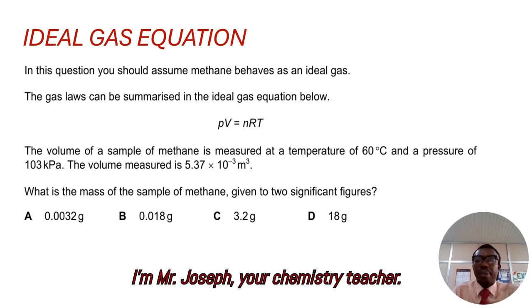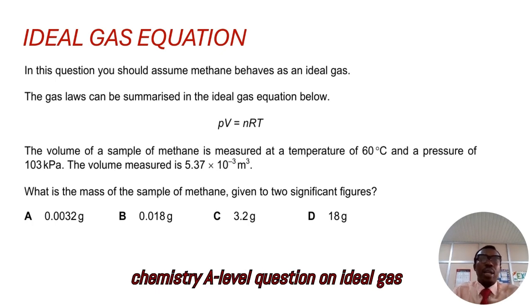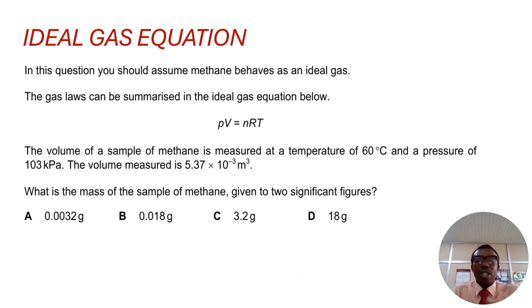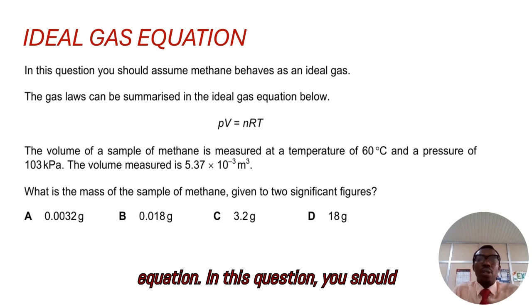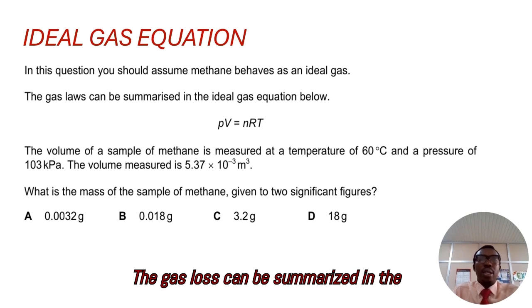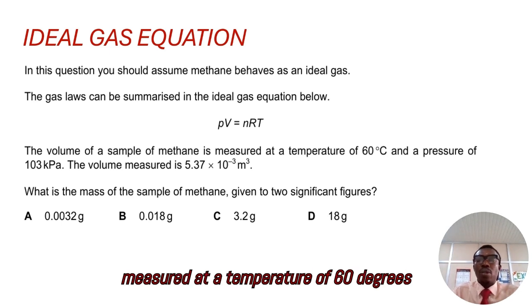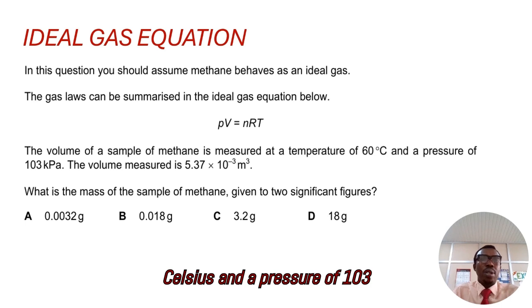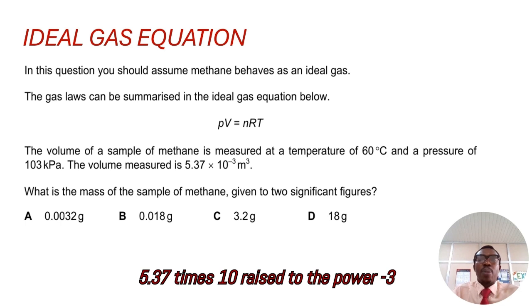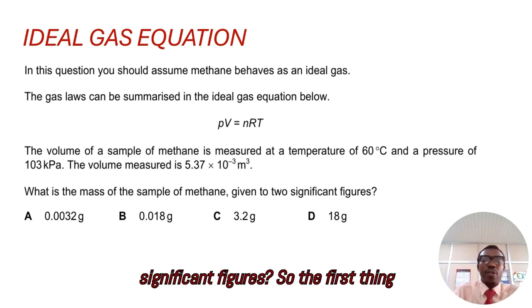I'm Mr. Joseph, your chemistry teacher. I'm back with my lectures, still on ideal gas equation. Before us, a typical chemistry A-level question on ideal gas equation. In this question, you should assume methane behaves as an ideal gas. The gas laws can be summarized in the ideal gas equation below. PV is equal to nRT. The volume of a sample of methane is measured at a temperature of 60 degrees Celsius and a pressure of 103 kilopascal. The volume measured is 5.37 times 10 raised to the power minus 3 meter cube. What is the mass of the sample of methane given to two significant figures?